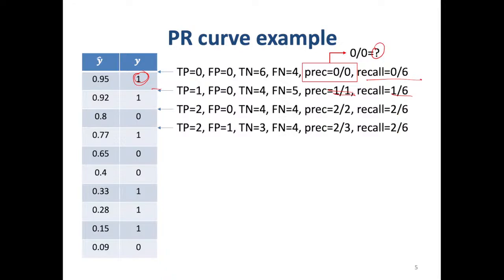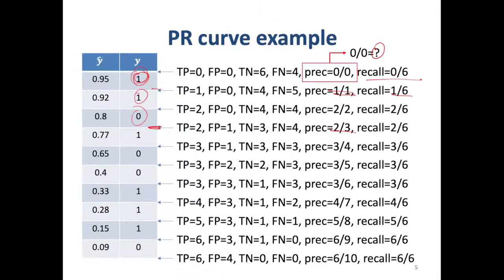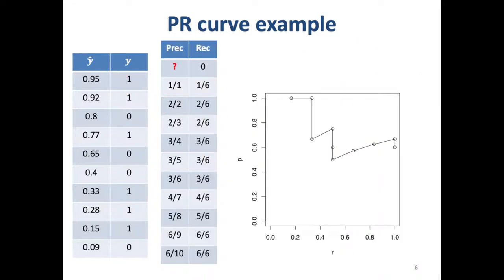If we set a threshold here, then the first 3 will be predicted as positive, but only 2 of them are indeed positive. So precision is 2 divided by 3. Recall is 2 out of 6, because out of the 6 positives, 2 are predicted as positive. We just repeat the process, and then you would have this curve here. I use precision on the y-axis and recall on the x-axis, and I just connect all the points. But I leave this as a question mark here. I will decide the value later.